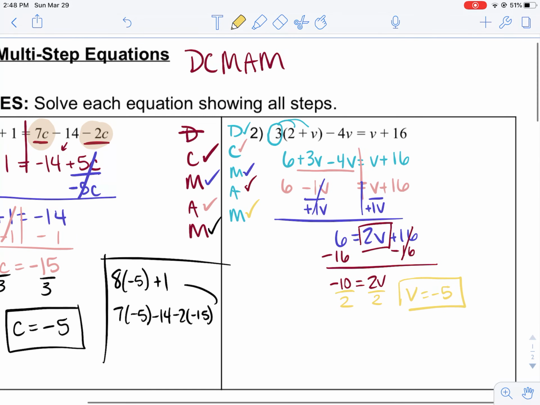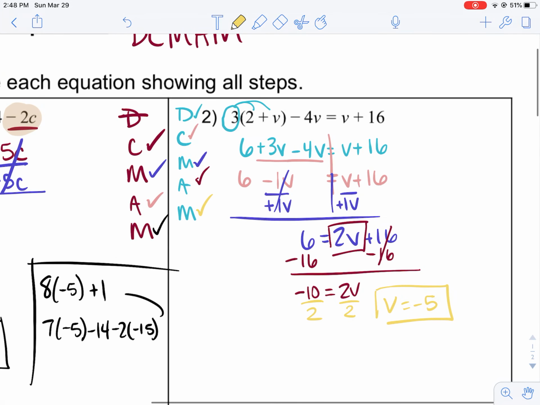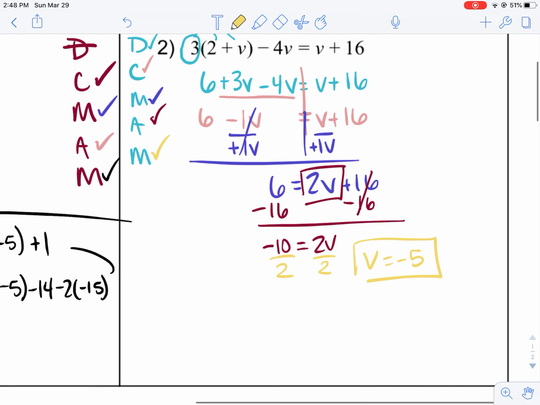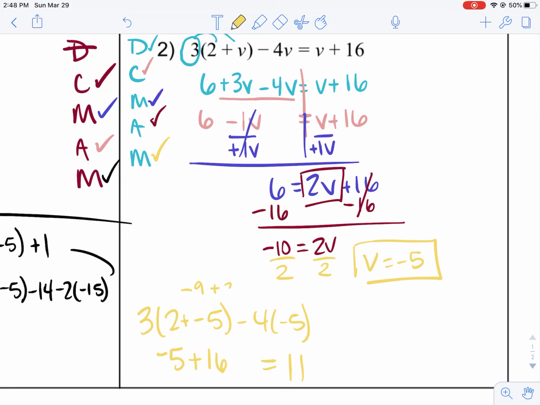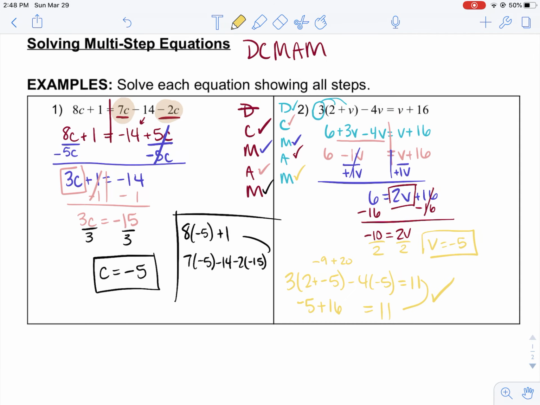And again, I would plug that into both sides to see if I get the same thing. So I'll show you that one because that's the last thing we have. Okay, so this would be negative 9 plus 20, which is 11. And then these two sides are equal, so negative 5 is my answer.